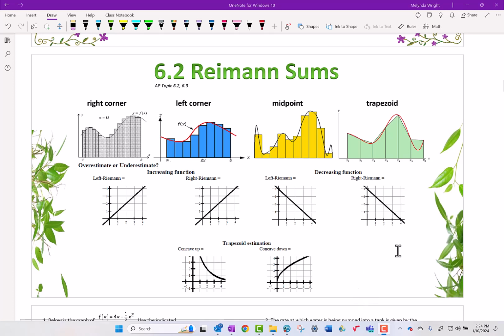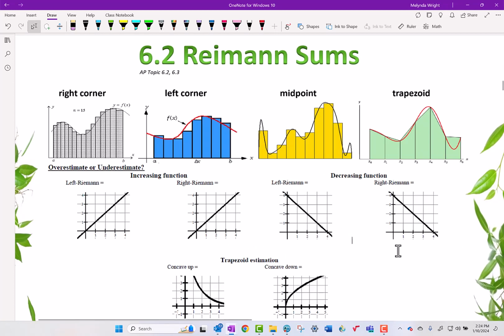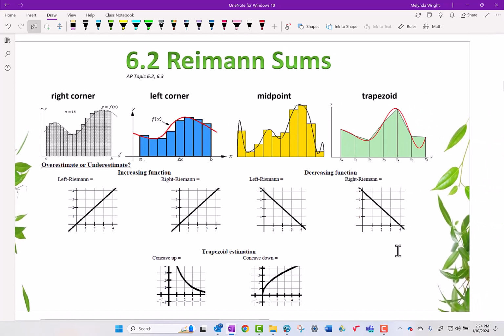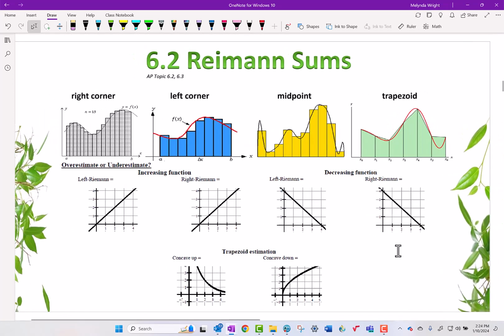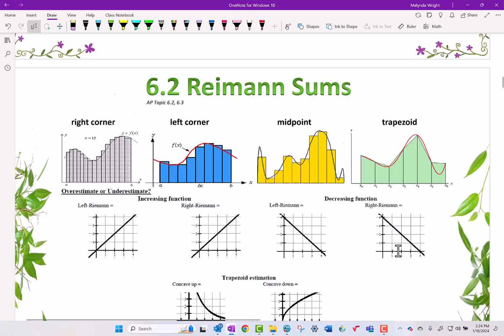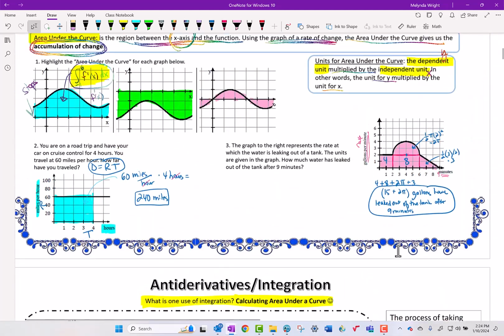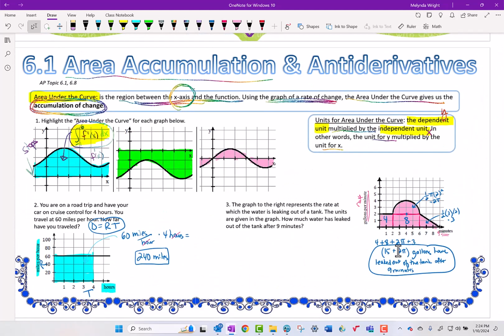All right, let's take a look at our lesson for today. So today's lesson is on Riemann sums. Let's remind ourselves what we've done so far. Last time we talked about area under the curve. Remember that? We were working on area under the curve.